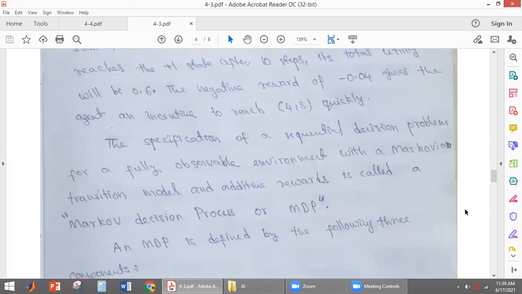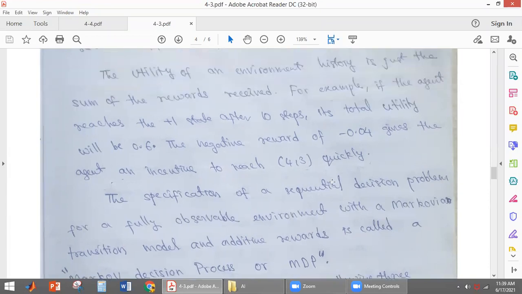What is the specification of a sequential decision problem for a fully observable environment? This specification uses a Markovian transition model and additive rewards. How many steps it takes to reach the goal state, each and every step's reward will be added to find the total reward. That is called additive reward. So the Markovian transition model and additive reward are used to specify the sequential decision problem for a fully observable environment.